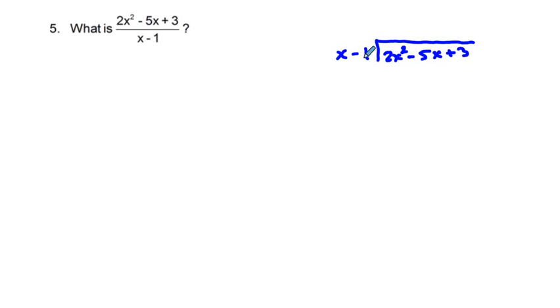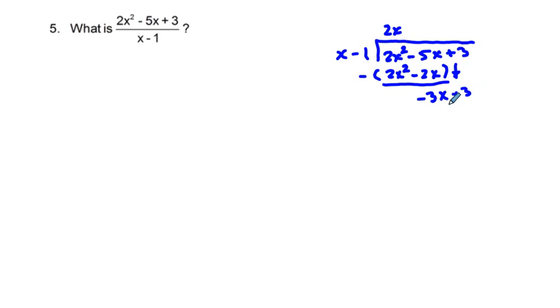If we take 2x squared divided by x, we're going to get 2x, and then 2x times x is 2x squared, and 2x times negative 1 is negative 2x. Then comes the part that makes polynomial long division difficult for some people. We have to take negative 5x minus negative 2x. Well, that's going to be negative 3x. It's like negative 5 plus 2, and we're going to bring down this 3, plus 3 like this.